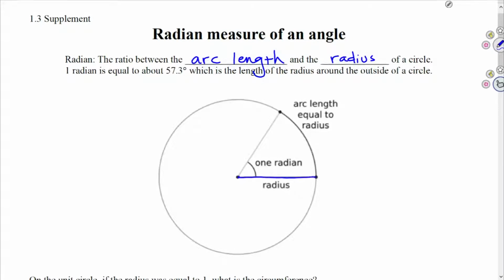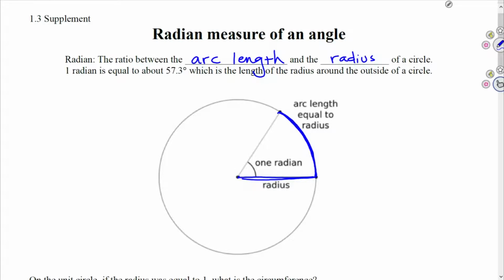If you take the radius here, if I take that length and peel it away and lay it alongside the outside of the circle, this length is the exact length of the radius, and that is 1 radian. So we're defining a radian to be the same length as a radius. Those are very related words, because it makes sense.